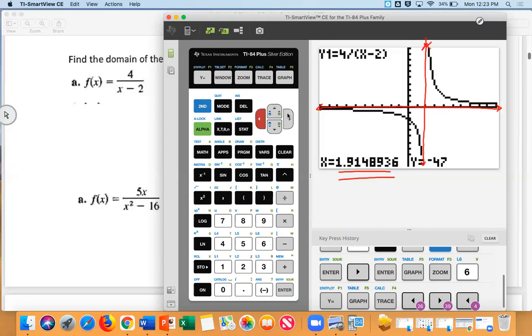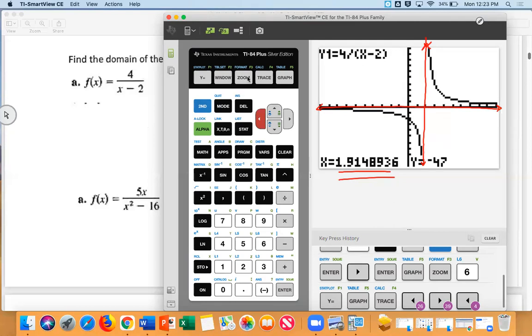Now, these things are called asymptotes, meaning they're like limits. They're like, where does my line get, but never actually touch? As we can see, my graph gets really close to those lines, but it never actually touches them.